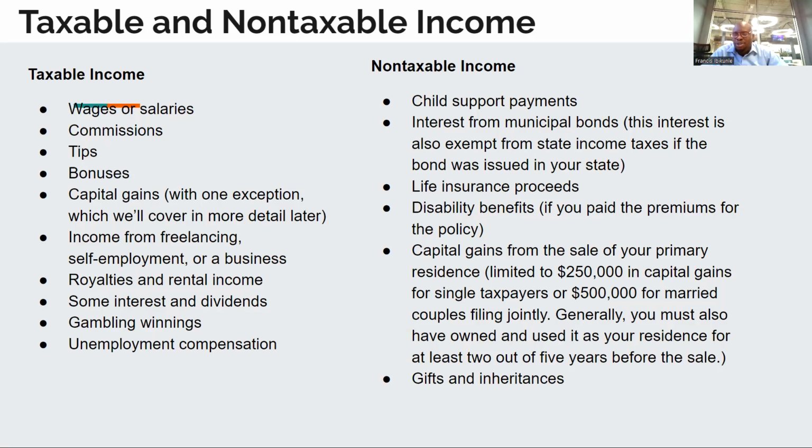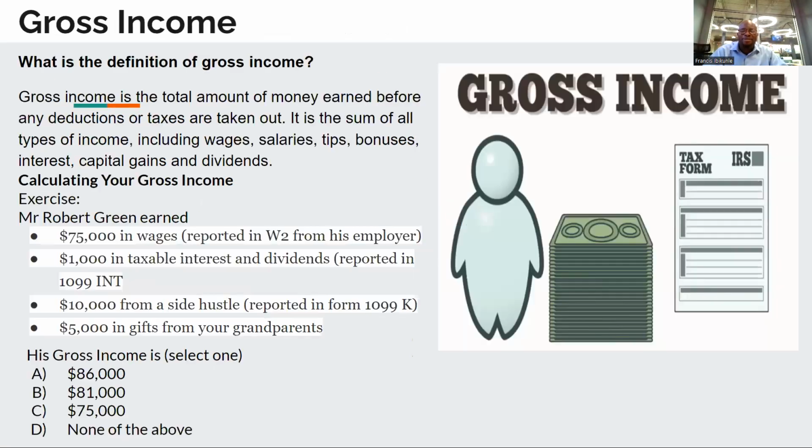Interest from municipal bond, this is when you buy some bond from your council. Life insurance proceeds, you collect life insurance, in any form, that is not considered taxable. Disability benefit, if you paid the premium for your disability policy, is not taxable. Capital gain from the sale of your primary residence, limited to $250,000 in gain for a single person. Then you collect gift or inheritance. Those are not taxable income. There are still many others, but to drive home our point, these are the types of taxable income, and these are non-taxable income.